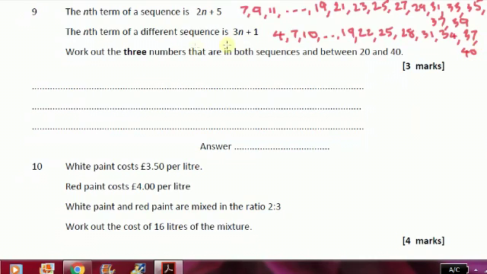So work out 3 numbers that are in both sequences. So we've got to look for numbers which are in both these lists. 25 is in the second one and also in the first one. What else? 31 is in both of them. And 37 is in both sets. So my 3 numbers are 25, 31, and 37.